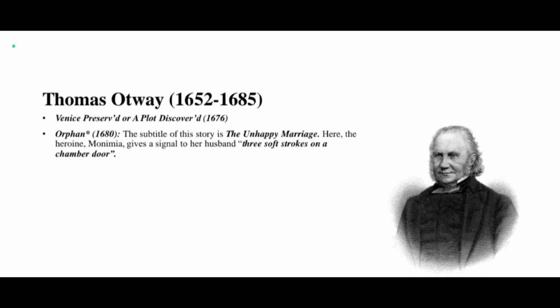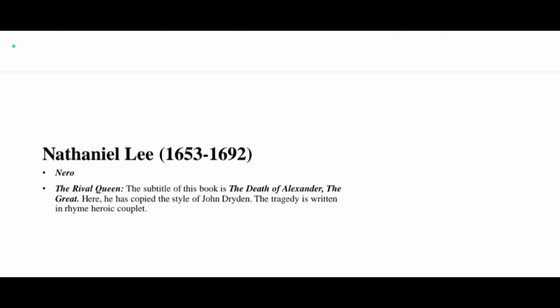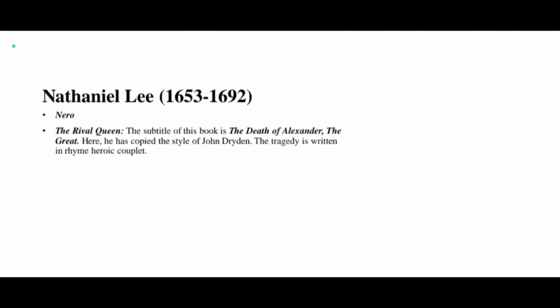The subtitle of this story is The Unhappy Marriage. Here the heroine Monimia gives a signal to her husband, 3 soft strokes on a chamber door. So it is a really very interesting story and you can go through this story and read it because it is very important. Next we have Nathaniel Lee, who was born in 1653 and died in 1692.